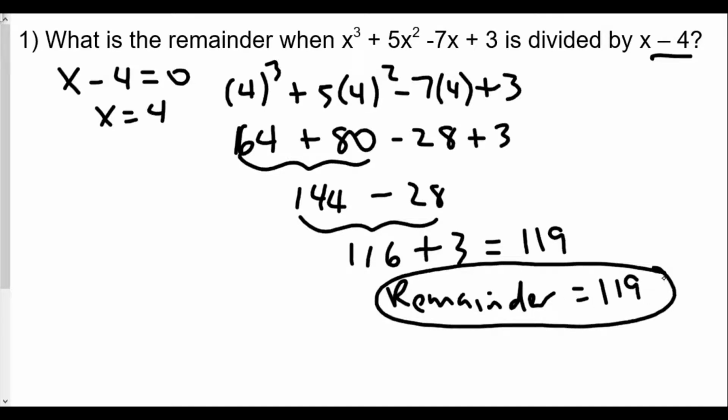So again, what we're trying to find is the remainder when we're doing this division. We don't have to do long division. We just set our factor equal to 0, solve for x, plug that x value into the polynomial, and whatever number we get is our remainder. So definitely expect a question like this on our test.